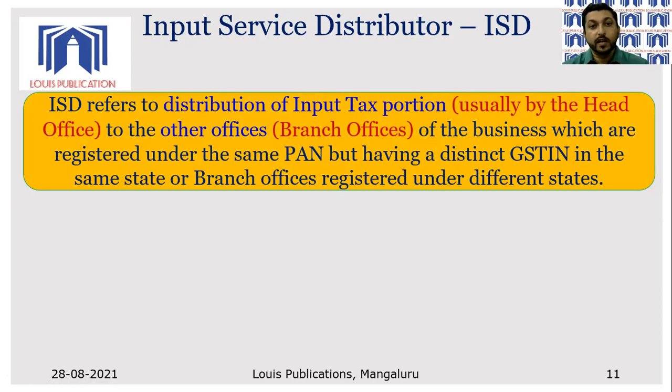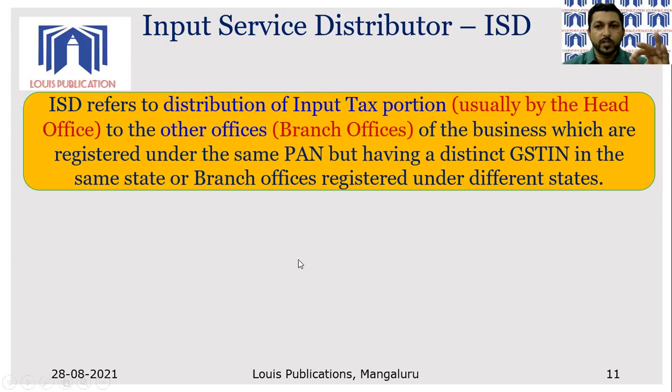So if the GSTIN is the same between the head office and the branch office, which is situated in the same state, input service distribution is not required, because a single return will be filed for that branch office and the head office put together. But if within the state there is a branch which has a different GSTIN, because the vertical numbers may change, the 13th and the 14th digit may change, at that time the head office has to distribute the input tax to that branch if it has also availed service.